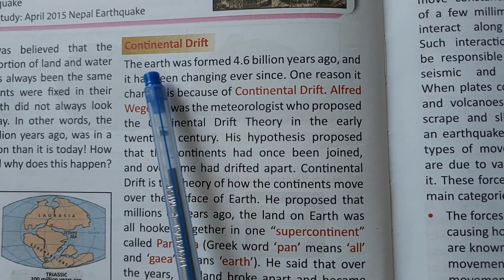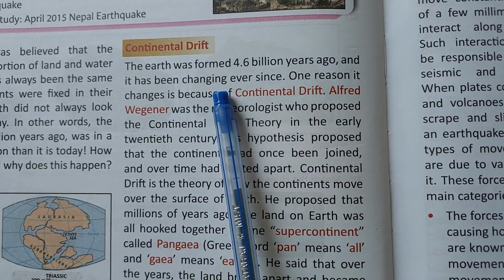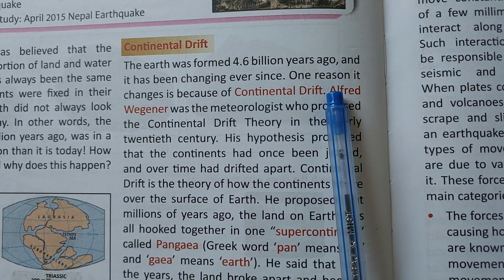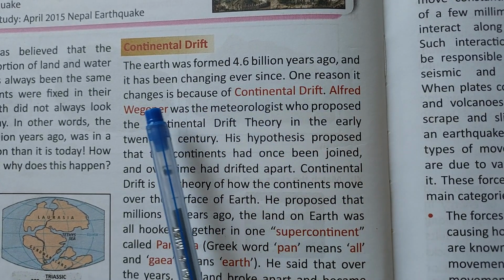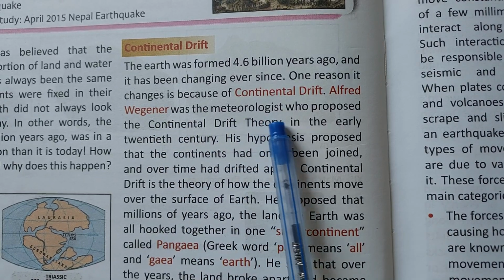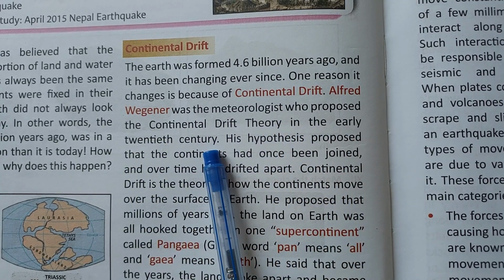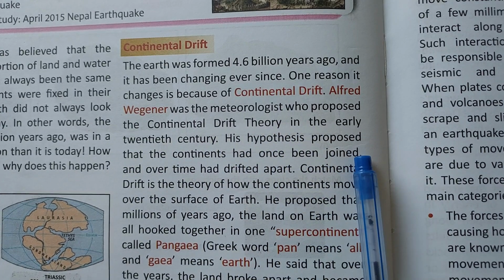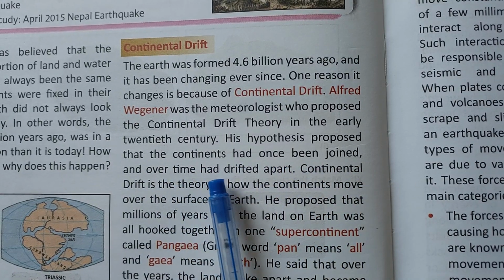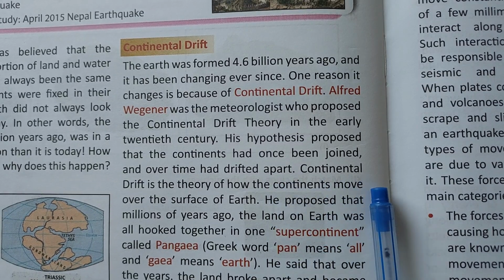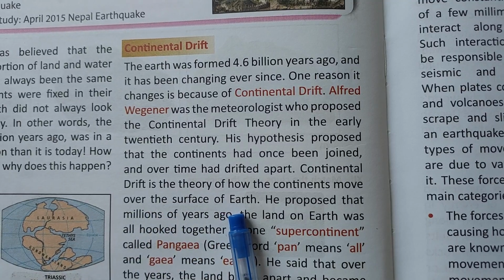Continental drift. The Earth was formed 4.6 billion years ago and it has been changing ever since. One reason it changes is because of continental drift. Alfred Wegener was the meteorologist who proposed the continental drift theory in the early 20th century. His hypothesis proposed that the continents had once been joined and over time had drifted apart. Continental drift is the theory of how the continents move over the surface of Earth.